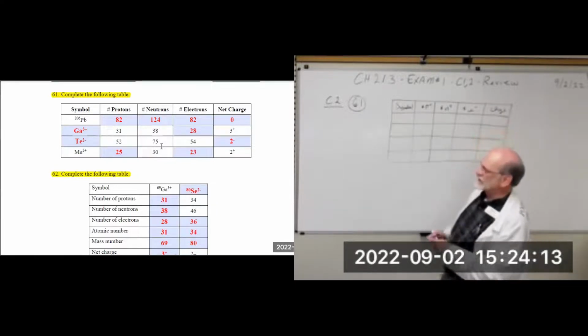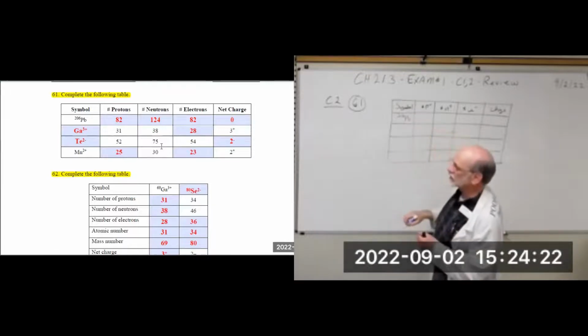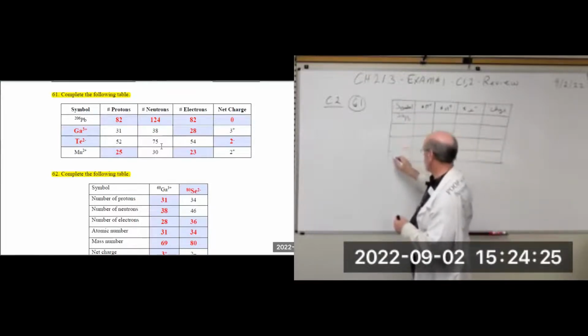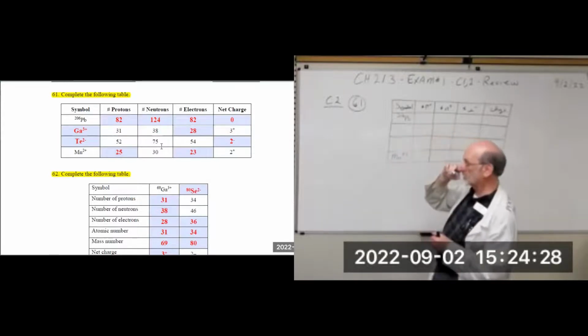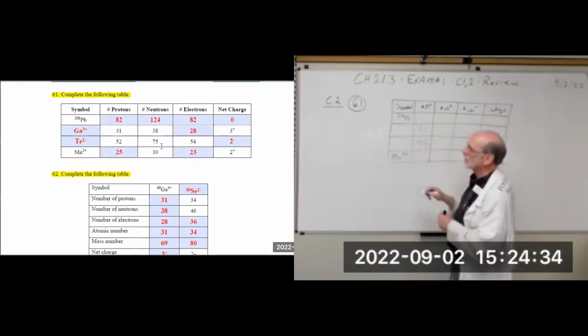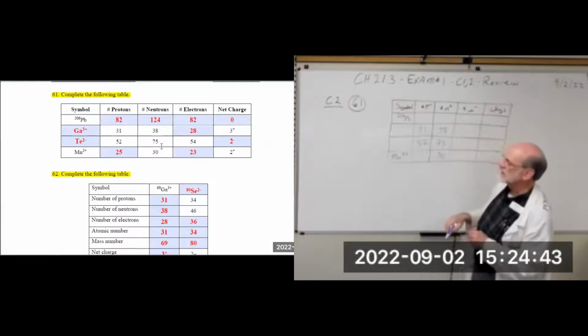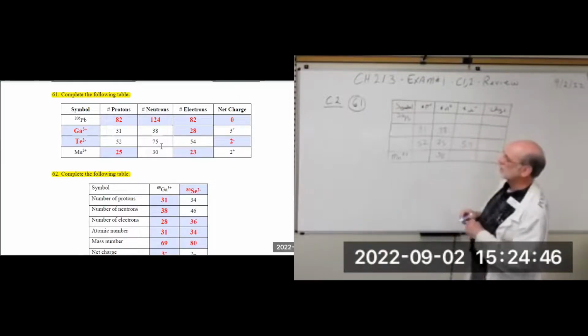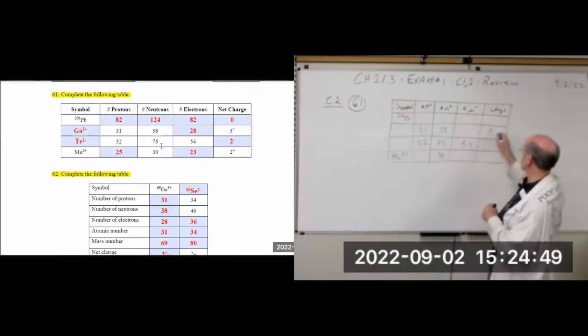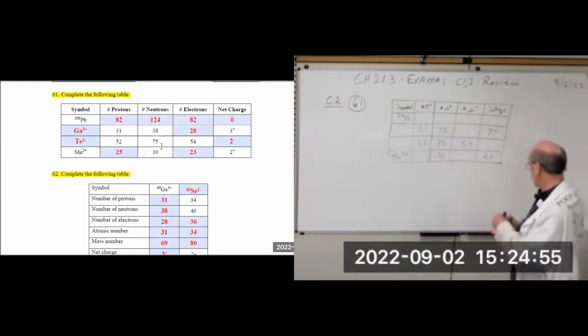Okay. What are we given? Well, we're given 206 Pb. We're also given Mn 2+. And this one we're given 31 protons and 52 neutrons. And then we get 38, 75, 30. And we're given 54 here. And we're given 3+ here and 2+ here. Okay, and the rest are what we need to fill in.